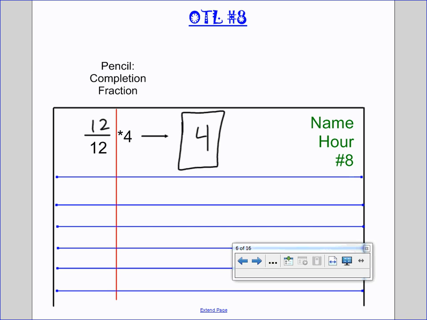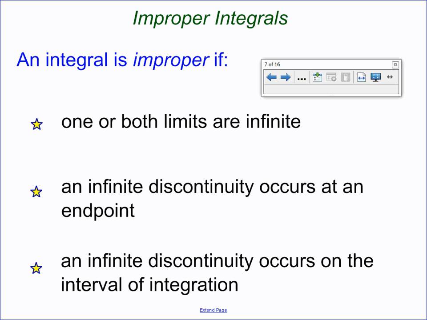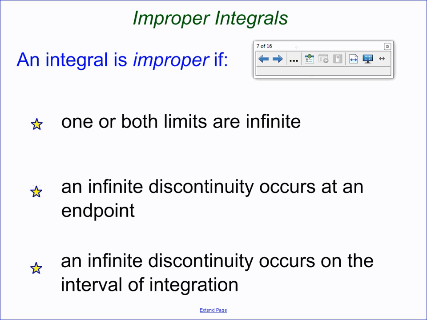Okay, ladies and gentlemen. So last class we investigated improper integrals, and we saw that an integral was improper if one or both of the limits were infinite. Today we're going to investigate the second qualification. If an infinite discontinuity occurs at an endpoint, either the a or the b on my original definite integral, an infinite discontinuity we call synonymous with what feature graphically? Yeah, a vertical asymptote. So if there's a vertical asymptote at one of the endpoints, then we've got an improper integral.